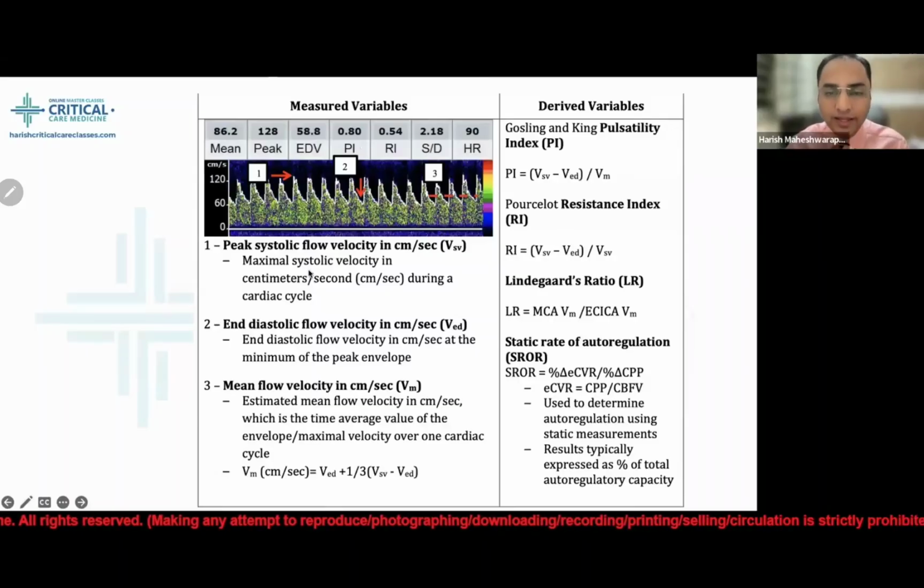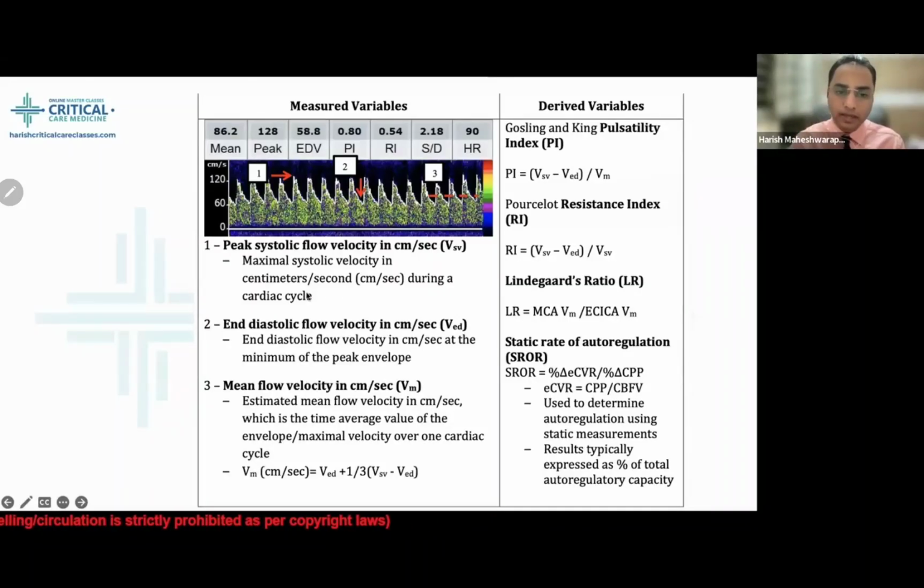Peak systolic velocity in centimeter per second is the maximal systolic velocity during a cardiac cycle. End diastolic flow velocity in centimeter per second is at the minimum of the peak envelope. Mean flow velocity, again in centimeter per second, is the estimated time average value of the envelope, divided by the maximum velocity over one cardiac cycle.